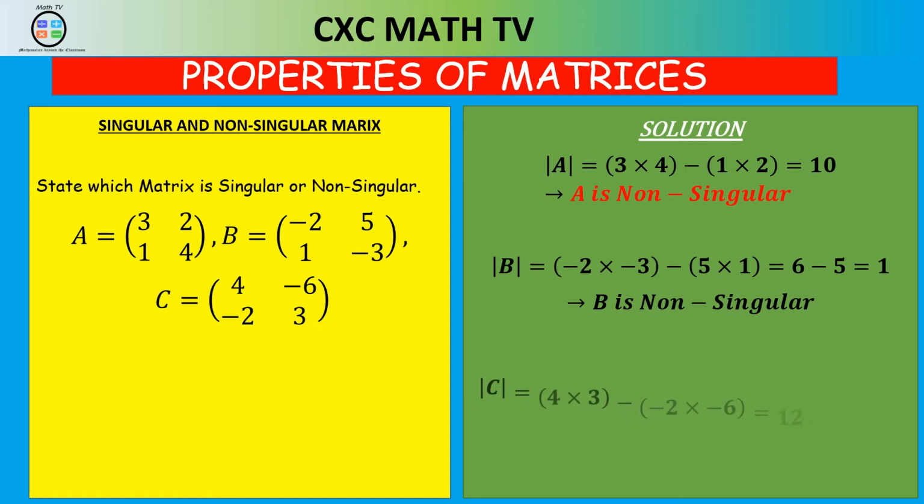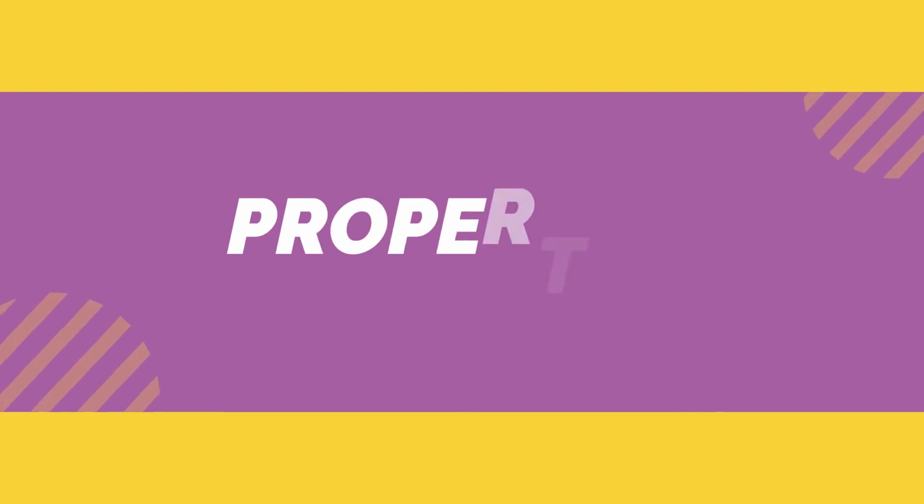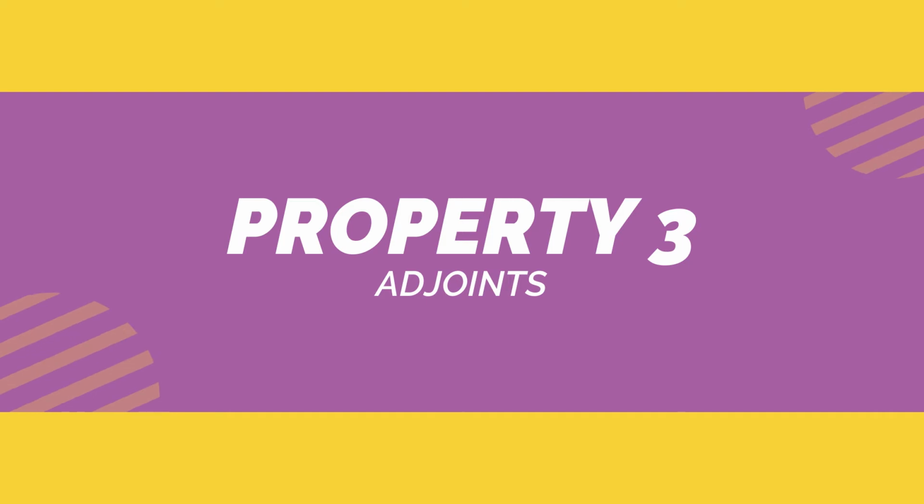And so we get 0, and so C is a singular matrix. Beautiful, C is a singular matrix. Nice. The next thing to look at now is adjoints. That is the next property of matrices we're going to look at, which is adjoints.